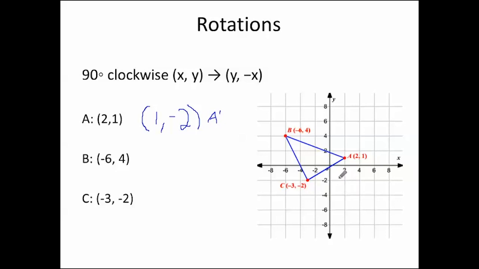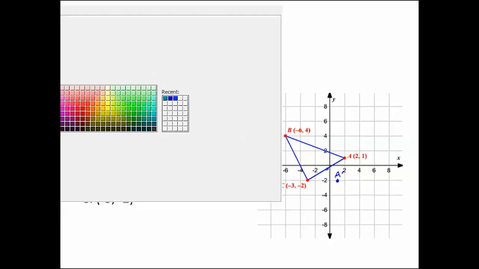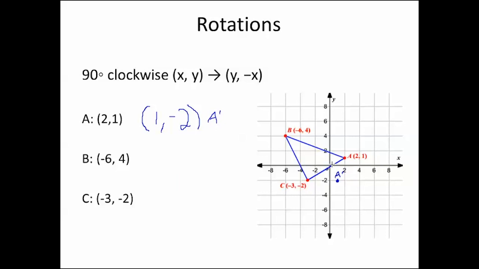Here, pay attention to our grid, because it's by 2's. So 1, negative 2 would be right here for A prime. If I were to draw from here to here, you will notice that that is a 90-degree angle. So we have rotated it 90 degrees clockwise, A to A prime. Now's a good time to pause this, go work out B prime and C prime on your own, and then restart it to check your answers.